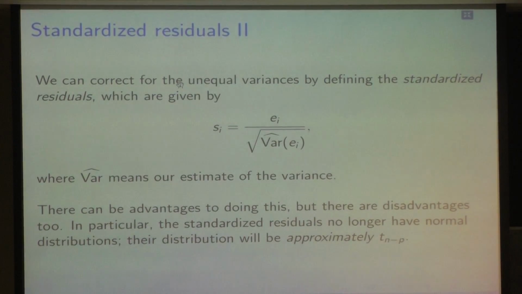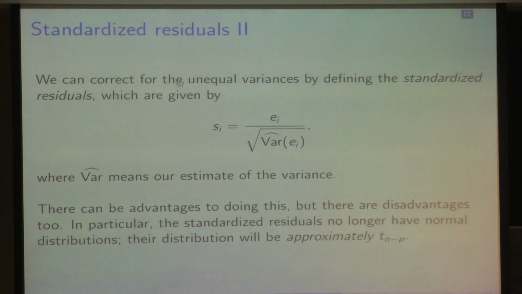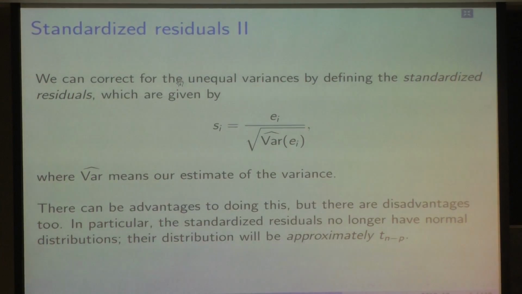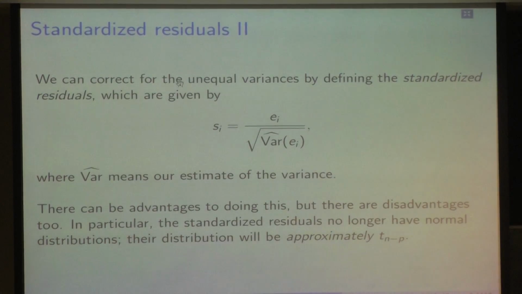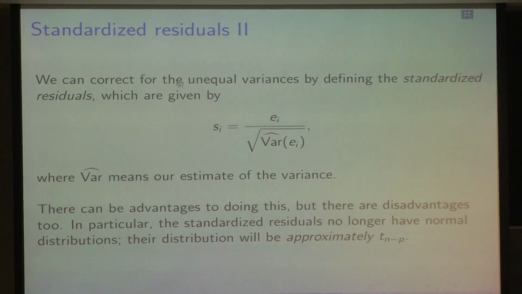If you divide by an estimate of the variance, or the estimate of the standard deviation, then you've destroyed the normal distribution. Remember that usually if you divide by an estimate of a variance, or take the square root, standard deviation, then you tend to get a t distribution. In this case, you don't even quite get a t distribution. You get something with an approximate t distribution. So you've messed up the normal distribution and you've got something which has a t distribution instead.